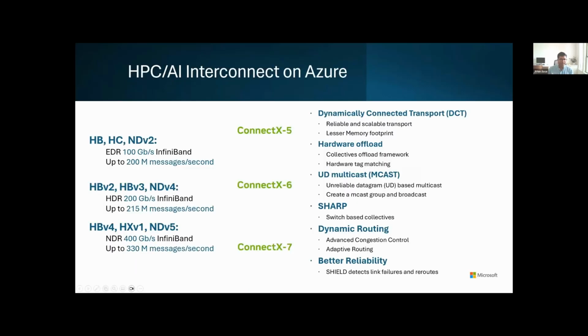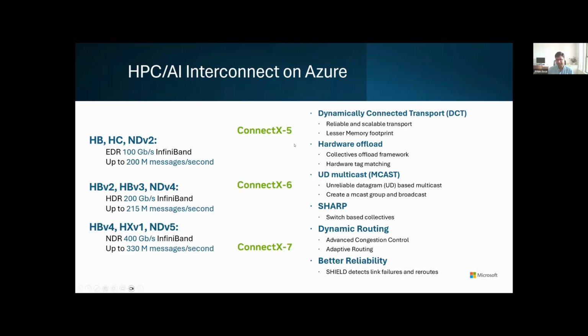I quickly wanted to go over the different interconnect versions on Azure. Like I was mentioning, from the older HB series all the way to HBv4, so EDR all the way to NDR. So HBv4, HX1, and the NDv5s are the NDR SKUs.